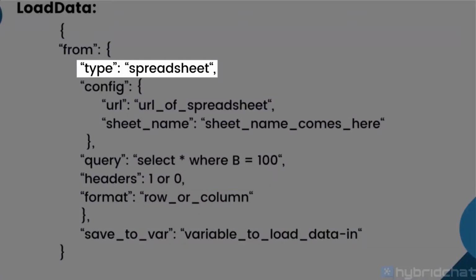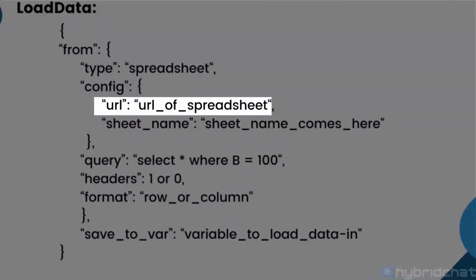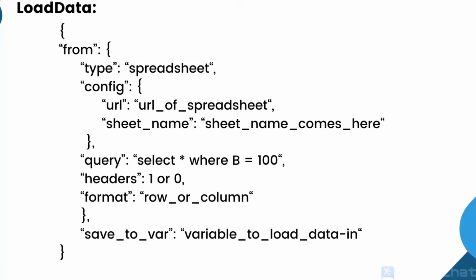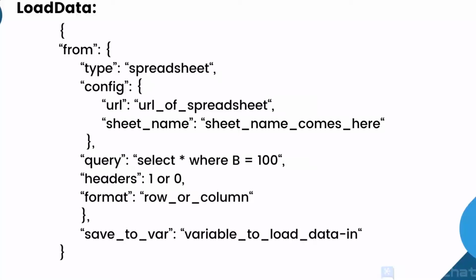Type lets you define the type of data source. The config parameter helps you specify the path of the spreadsheet and name of the sheet that you need access to. The URL parameter lets you specify the URL of a spreadsheet that contains the data. The sheet name parameter lets you specify the name of the sheet from where the data should be sourced from.